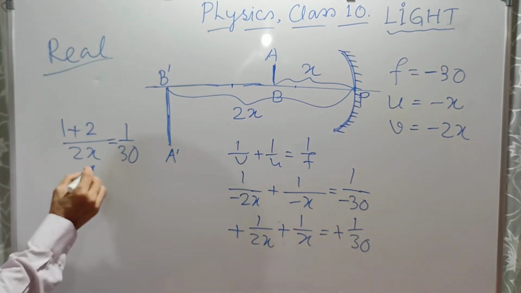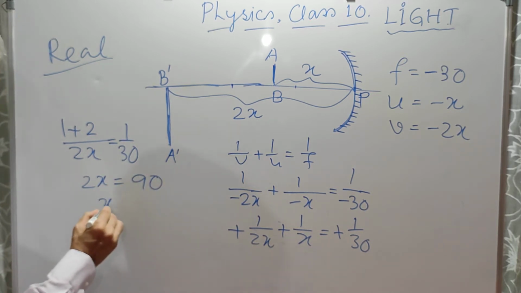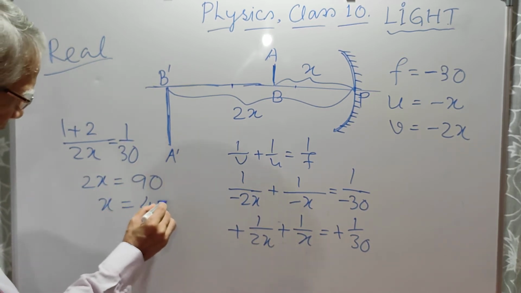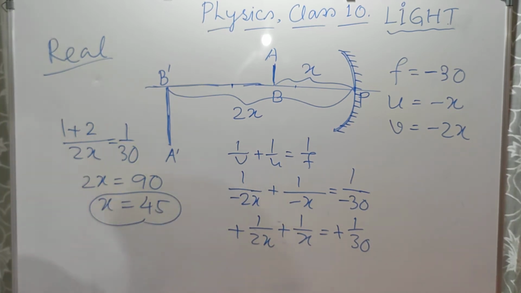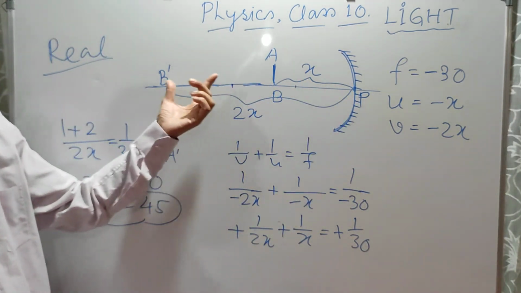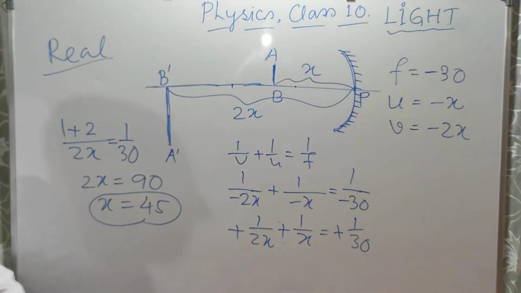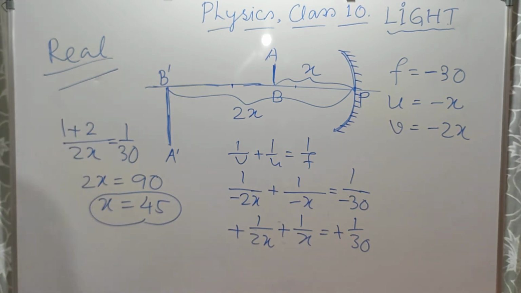1 by 30. So what you get from here, twice x equal to 90. So x equal to 45 centimeter. This is the answer. All right. So this is 45 centimeter. Object distance 45 centimeter. Image distance 45 into 2, 90 centimeter. Now when the image is real.